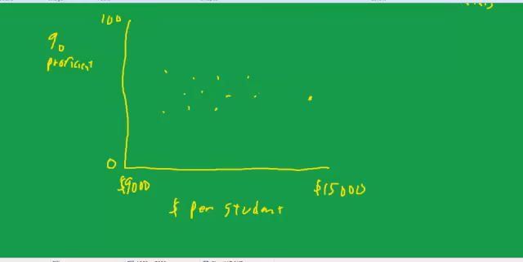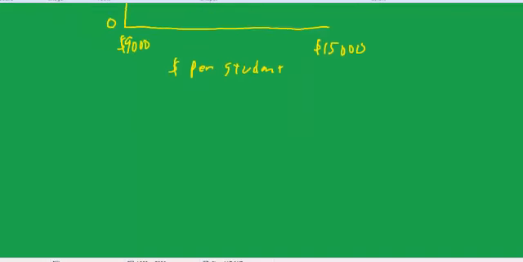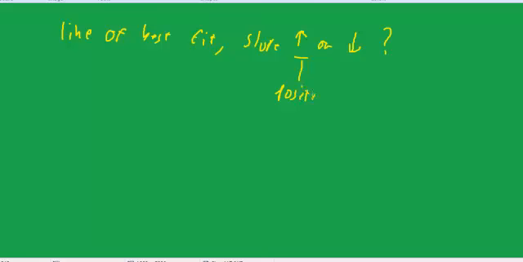Okay, so some of the things to look for in a scatter plot then is if you drew a line of best fit, would it slope up or down? And if it's up, we say that the relationship is positive between the two variables. And if it's down, we say it's negative. And if we can't tell, we say no relationship.